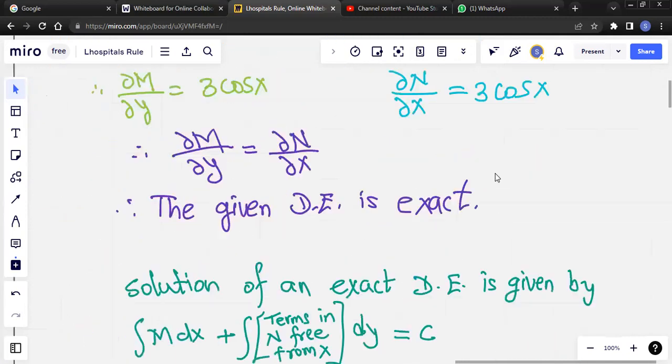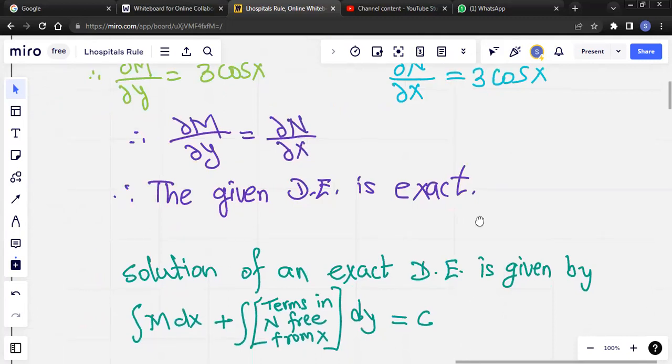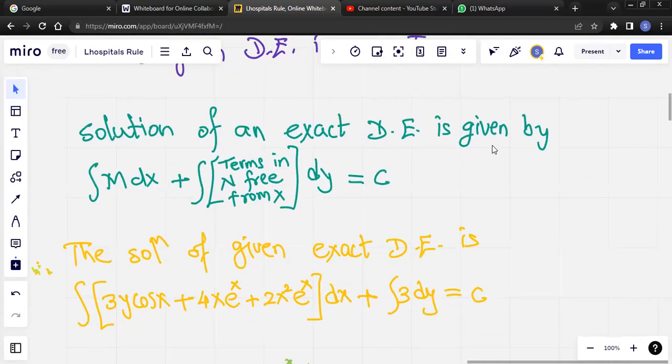Now how to solve exact? The solution of an exact differential equation is given by the integral of M dx plus the integral of the terms in N free from x. Those terms which do not contain x, only those terms are taken and integrated with respect to y, and the sum is equal to a constant. This is the solution. So let us go with this.